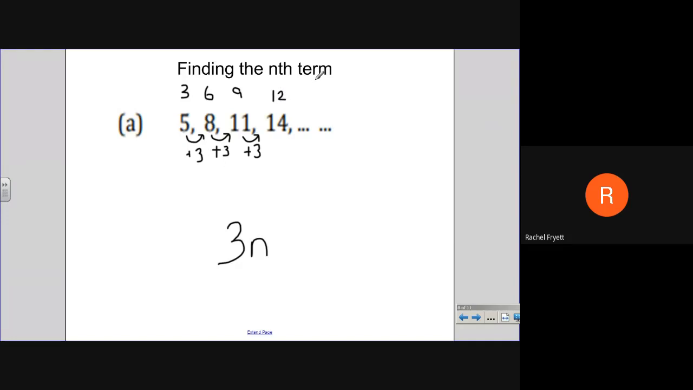But it's not exactly the 3 times table. It's different numbers. It starts at a different place. So I need to see how I get from my 3 times table to the sequence. And I do that by adding 2. To get from 3 to 5, I add 2.